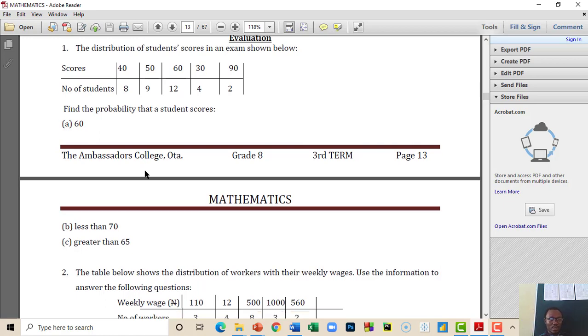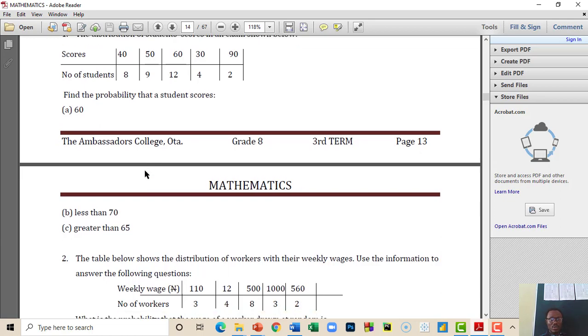The next one is part B, less than 70. How many students scored less than 70? Nobody except the two students that scored 90, which was really above 70. So the students who scored less than 70 are the remaining ones, which are 33 students. So it will be 33 over 35.